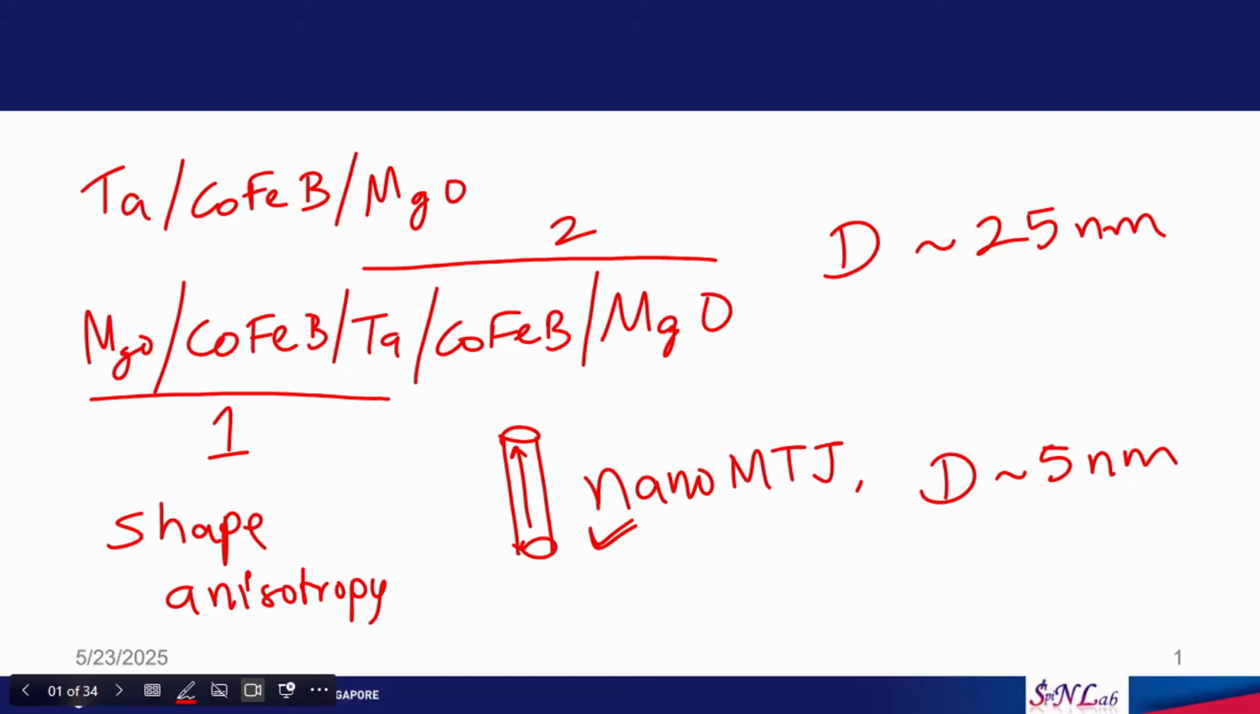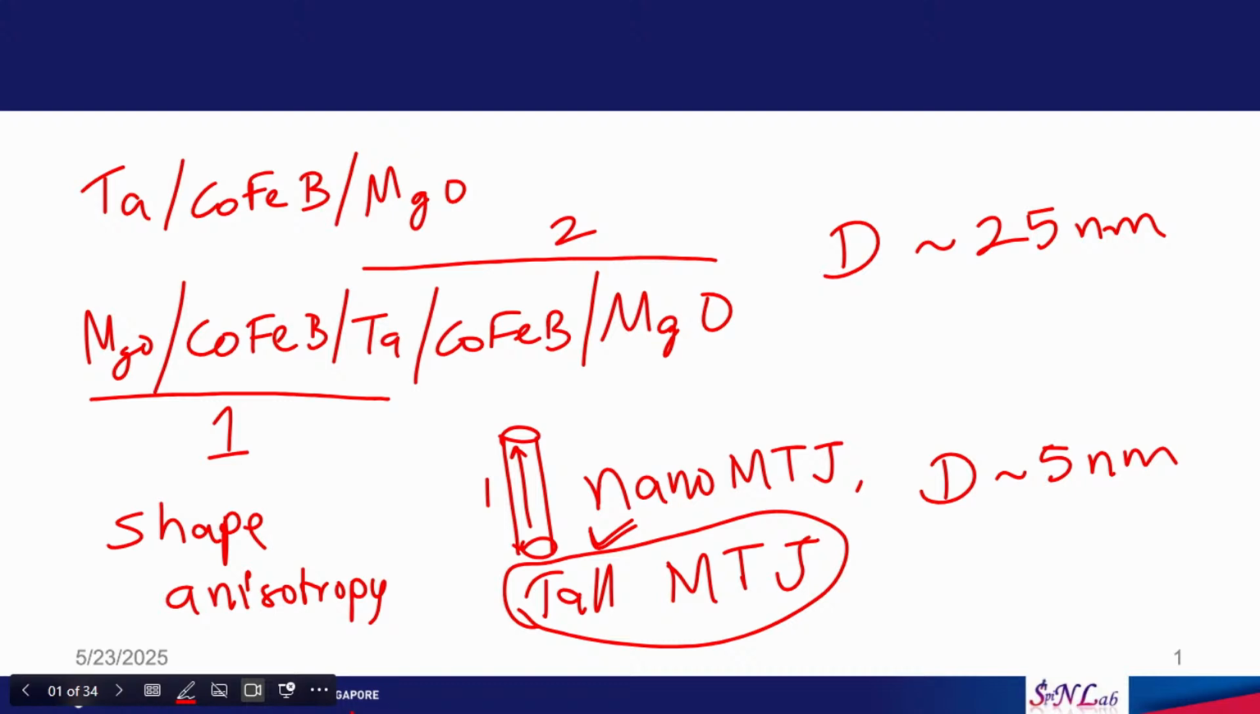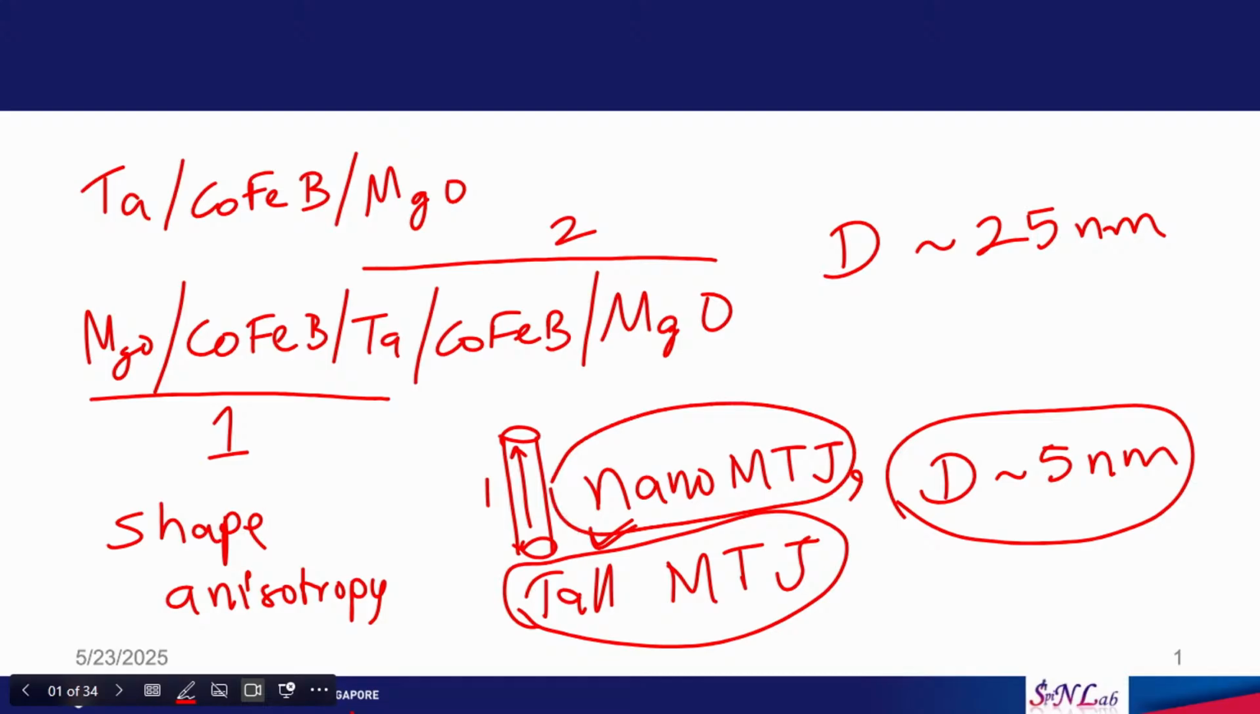But we do not know how the industry will be able to make this tall MTJ. If you want to make tall MTJs in industrial applications, maybe there will be many challenges. How do we etch them? There are some challenges like that, but theoretically it is possible to make 5 nanometer MRAM by using this nano MTJ concept.